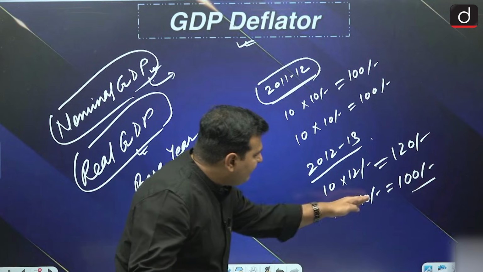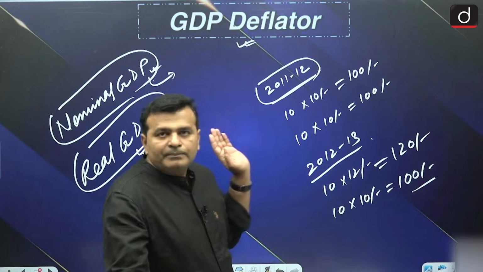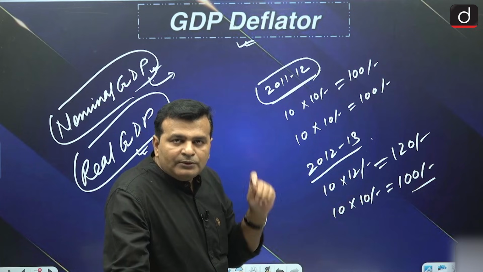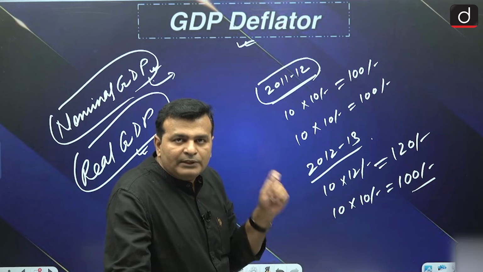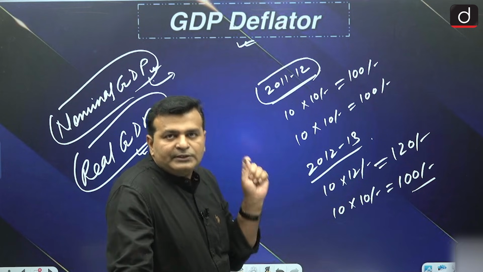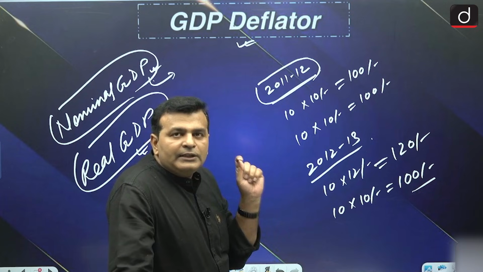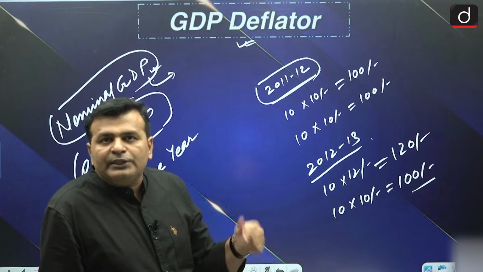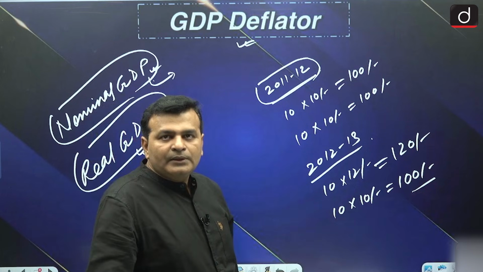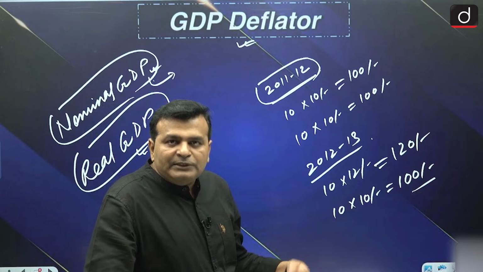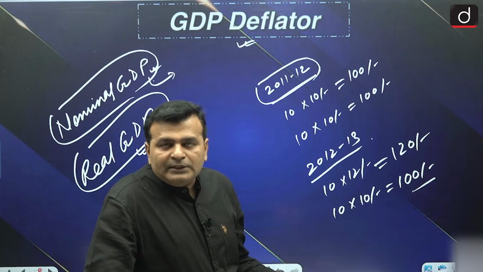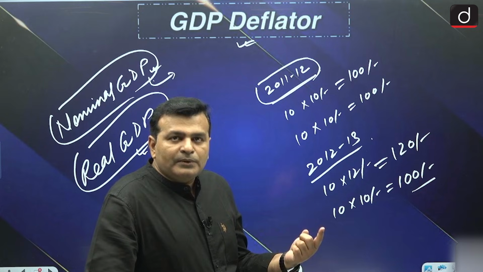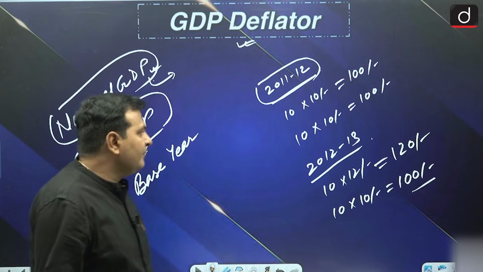So it is inflation adjusted GDP. The impact of inflation or the impact of deflation will not be taken into consideration while calculating real GDP. So real GDP will change only if the production changes. But nominal GDP will change even in case the production remains the same but the price changes. So this is the basic difference.